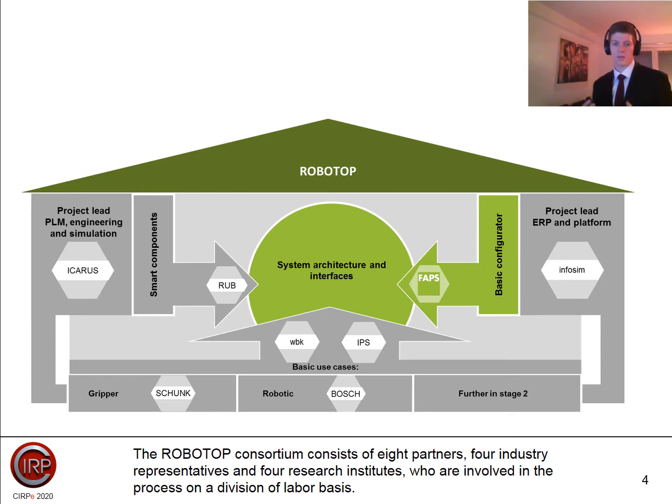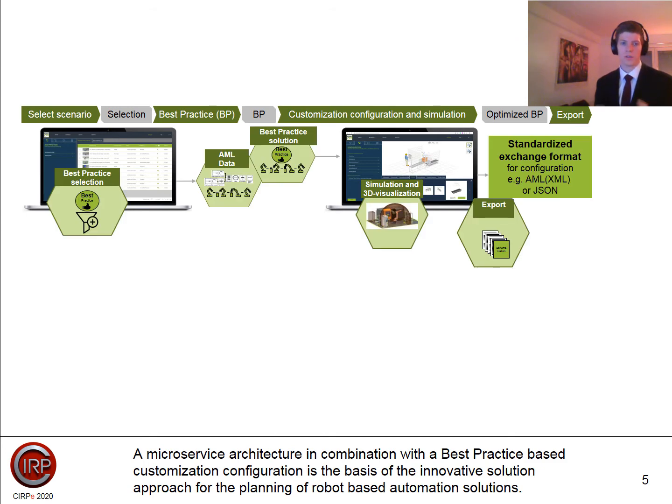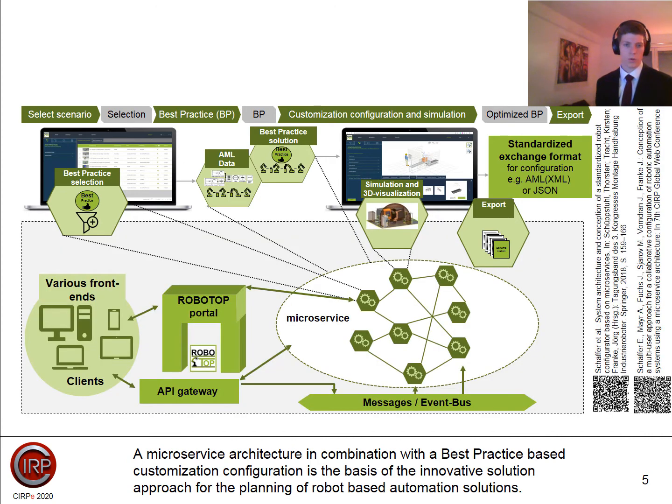In general, I'm the one who is looking at the part system architecture and configuration, especially the PDA is more focused on the system architecture part and how to coordinate the microservices we are using in the background. So the general idea behind Robotop is a best practice-based adaption configuration where a customer is selecting, based on some easy filter criteria, a best practice and then customizes this configuration. And therefore, we use different microservices, one for best practice selection, AML data conversion, simulation, configuration, and further. And these are all orchestrated within a microservice architecture. To orchestrate processes, a process-driven approach is key. So that's the reason we're looking at the process-driven approach.